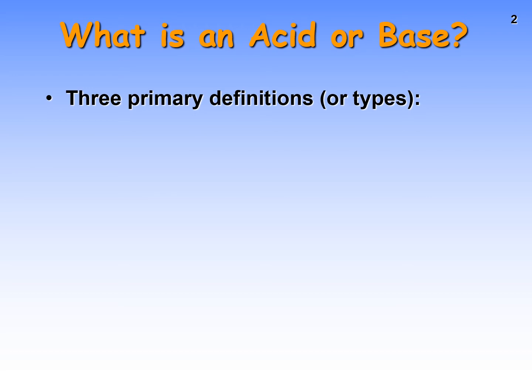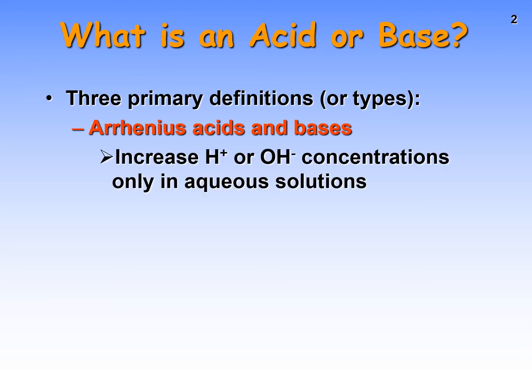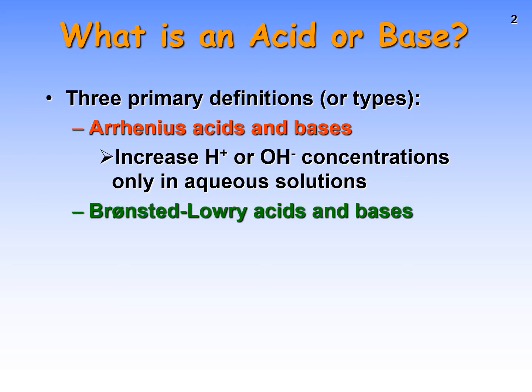So in Chem 1A, you probably learned at least two of the three primary definitions for acids and bases. The ones at least I cover in Chem 1A are the Arrhenius definition and the Bronsted-Lowry definition. We'll go into these a little bit more, but the gist is Arrhenius is all about acids increasing H plus concentration, and bases increasing OH minus concentration. The Bronsted-Lowry acid-base definition is all about what we call the transfer of a proton, or in other words, an H plus ion.